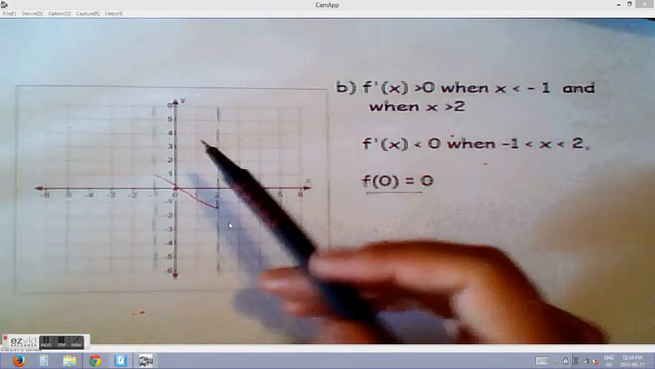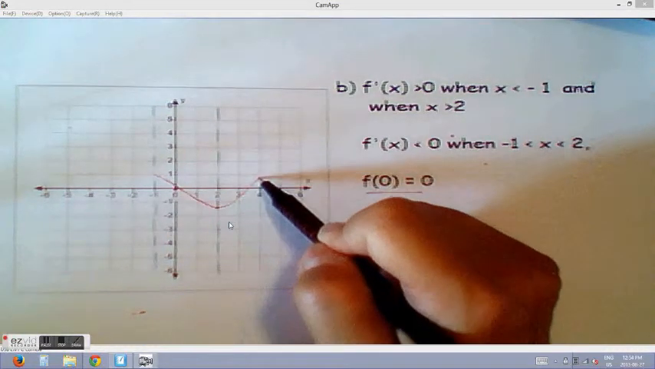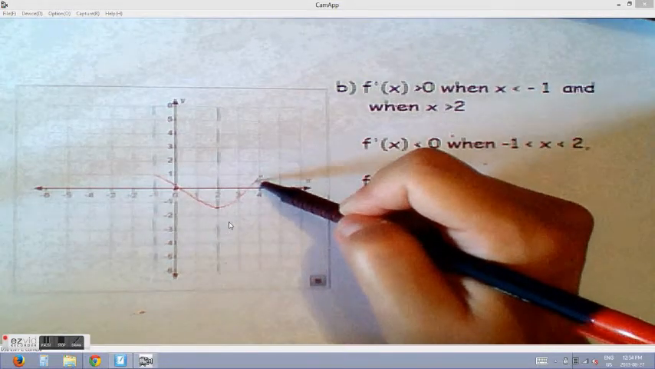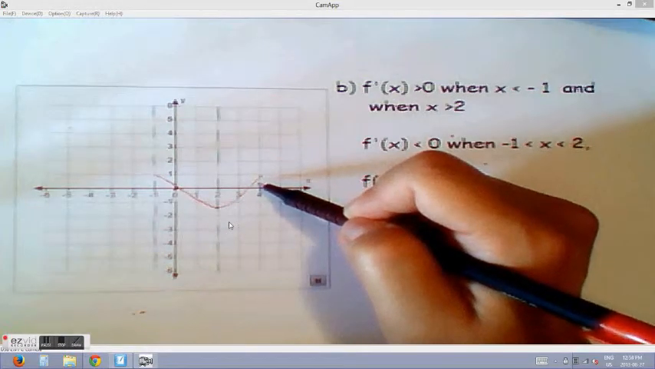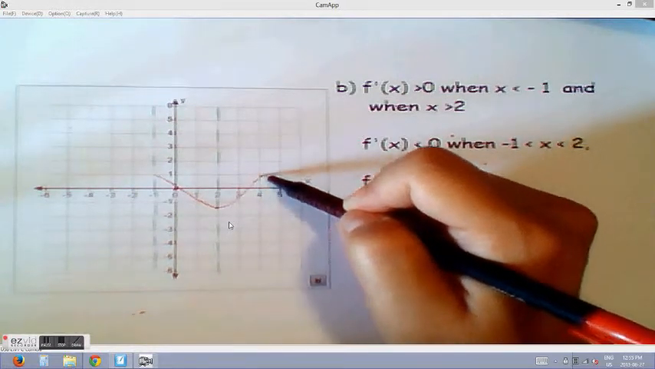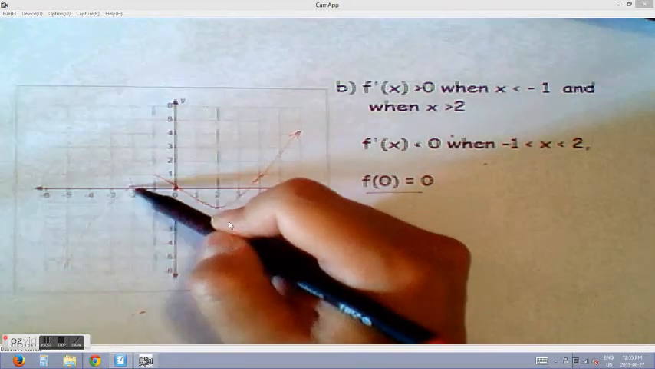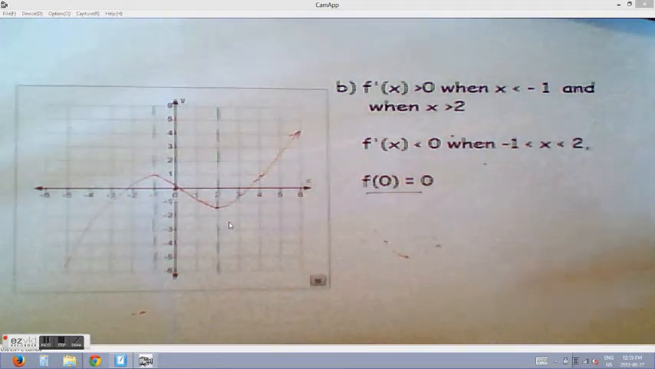And then it's increasing on either side of -1 and 2. Positive, so it's increasing. Okay, increasing. And here it has to go like this. It has to be increasing, like so.